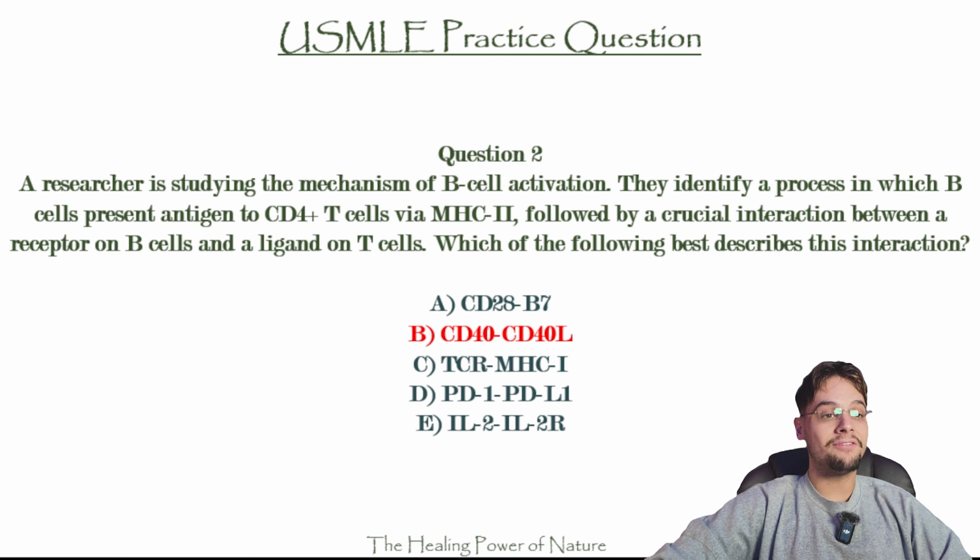CD28 to B7 is involved in T cell activation, not B cell activation. TCR MHC1 refers to CD8 positive T cell activation. B cells present antigens via MHC2, not MHC1. PD1 PDL1 is a checkpoint inhibitor interaction that downregulates immune responses. IL-2, IL-2R is important for T cell proliferation, not B cell activation. Again, this is a high-yield video. I recommend you go and check out some of our other videos.